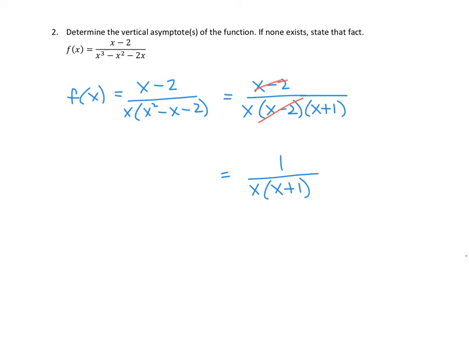Now that we've simplified, we ask ourselves, when is the denominator equal to 0? So we set each factor to 0. We have x equal to 0 and x equal to negative 1. Those are our two vertical asymptotes. And I want to point out that the x minus 2 that we canceled out in the numerator and denominator, x equal to 2, is not a vertical asymptote because x minus 2 was a common factor in both the numerator and denominator.